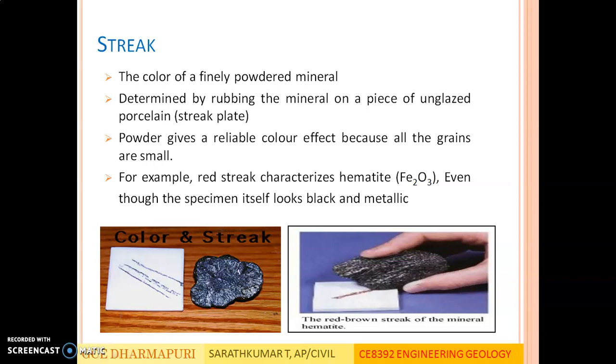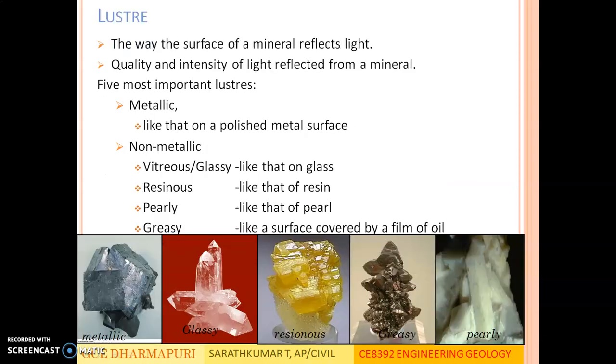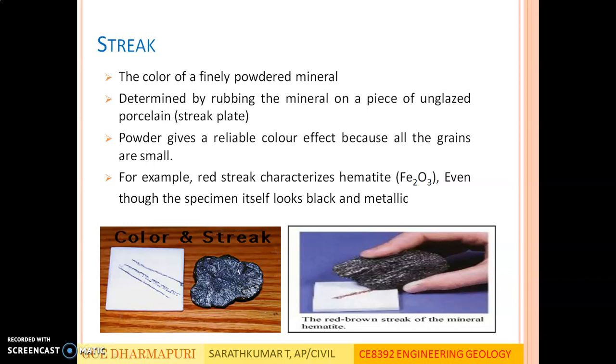Hematite mineral, when you see it, resembles black or metallic, but when you strike it against a porcelain plate, it will give you a streak of red color, so that you can identify it as hematite. One problem in using streak as a diagnostic property for identification of minerals is that many minerals can have the same streak.